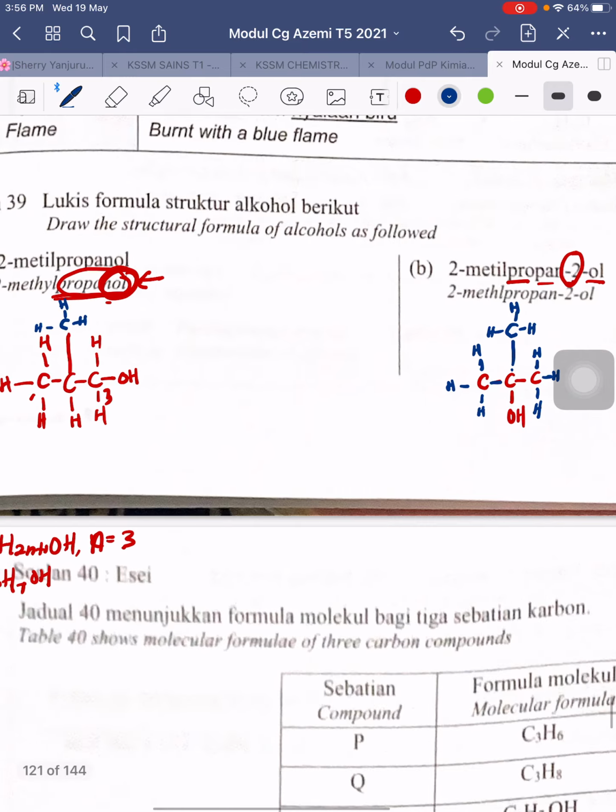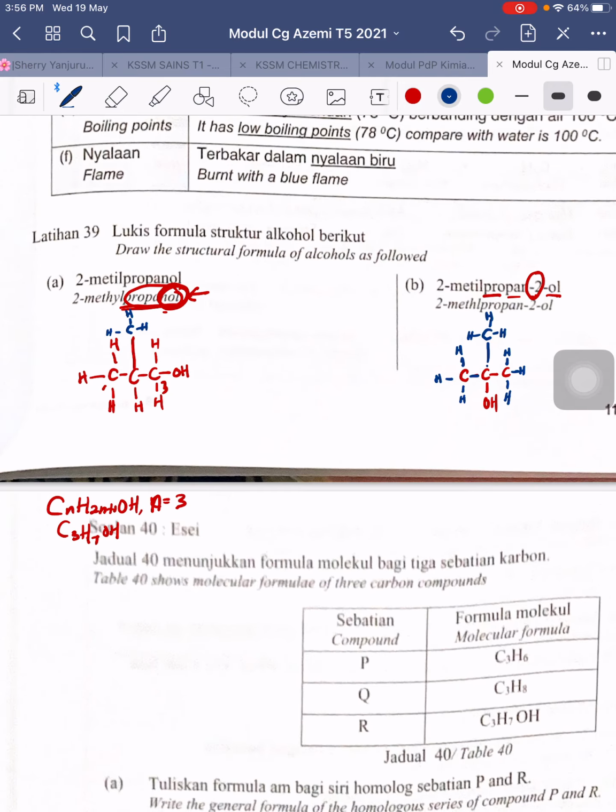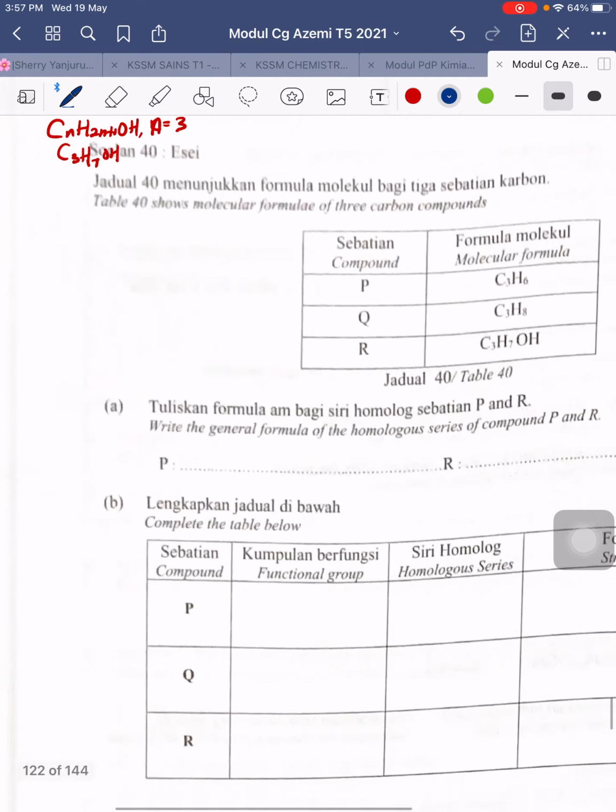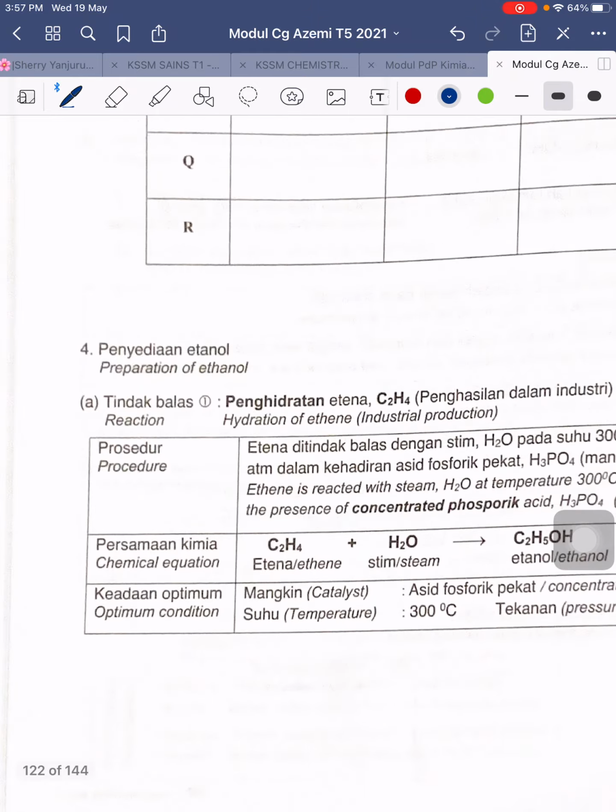I hope you can understand this one. You have a lot of exercises after this about drawing the structural formula. This is just a little bit of introduction, early introduction. Finish the rest of the exercise and pass up your homework in Google Classroom.